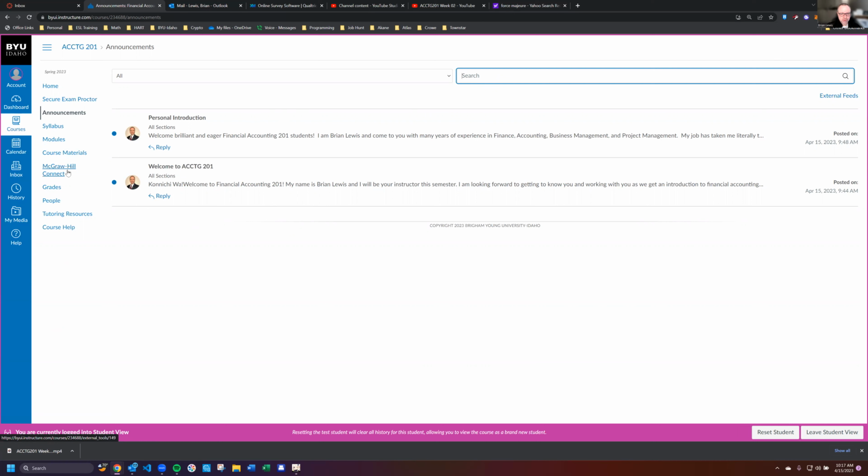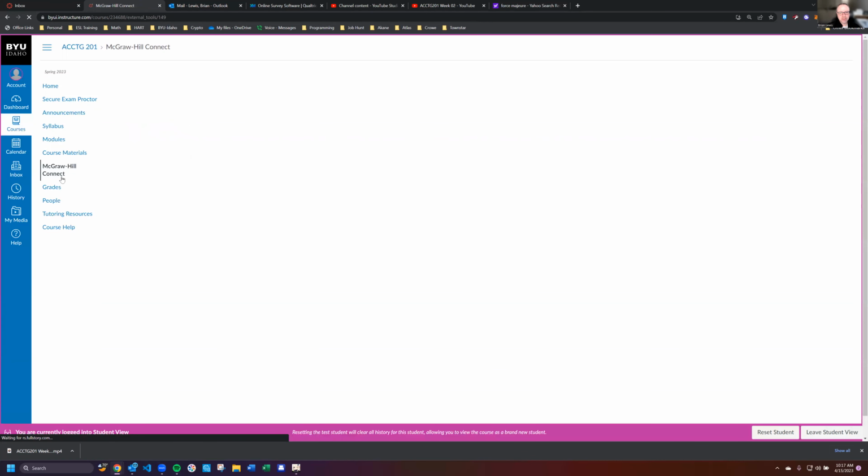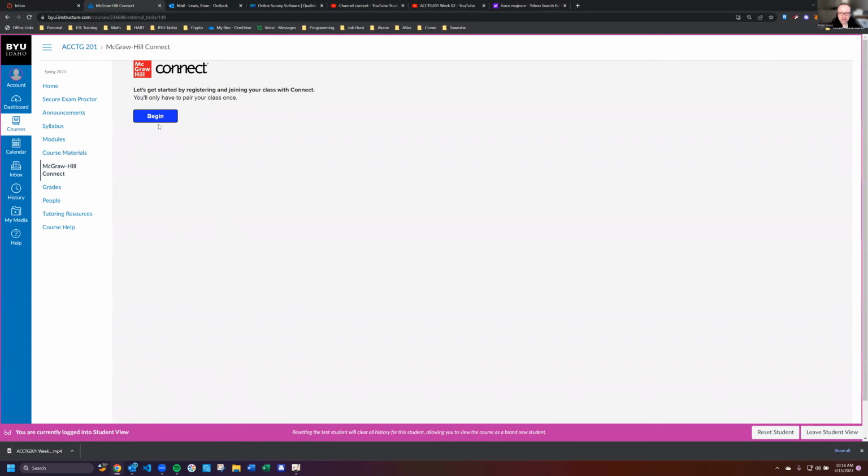Course materials are already the textbook. This is your Connect. So usually when you do your McGraw-Hill Connect, you'll come in here and it'll sync you up. You'll begin this registration process, and you'll have to set up your account in Canvas, or excuse me, in McGraw-Hill if you don't already have it.